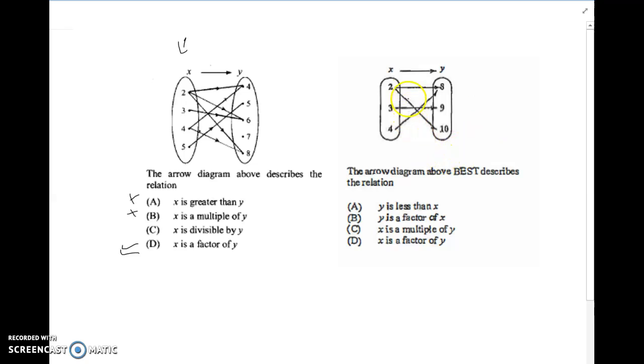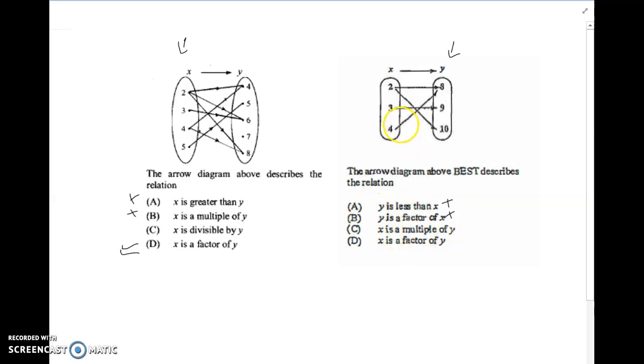right hand side. So we have x values, y values. Is y less than x? Y is clearly not less than x. So it's not that. Y is a factor of x. These are the y values here. These y values are not factors of x, right? Remember, factors are numbers that can go into the number.